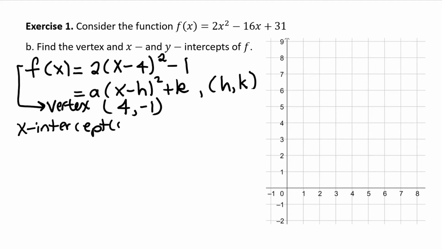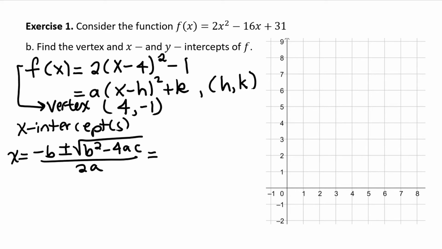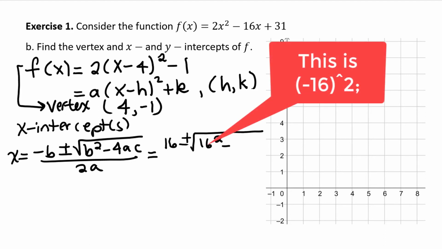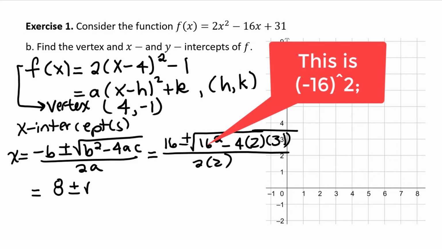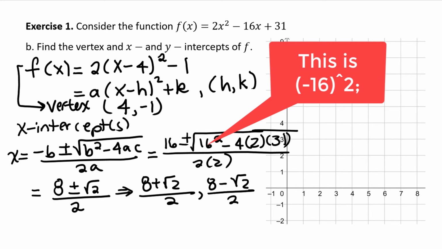Now we have to find the x-intercepts, and to find the x-intercepts, we're going to have to use the quadratic formula. The quadratic formula says that x is negative b plus or minus the square root of b squared minus 4ac, divided by 2a. So let's identify the parts. The negative of b is the negative of negative 16, so that's positive 16, plus or minus the square root of 16 squared minus 4 times 2 times 31, and all of that is divided by 2 times 2. Simplify that, keeping the radicals, and you'll get 8 plus or minus the square root of 2, all divided by 2. And that gives us 2 values exactly. That tells us that 8 plus the square root of 2 over 2 and 8 minus the square root of 2 over 2 are the x-intercepts.